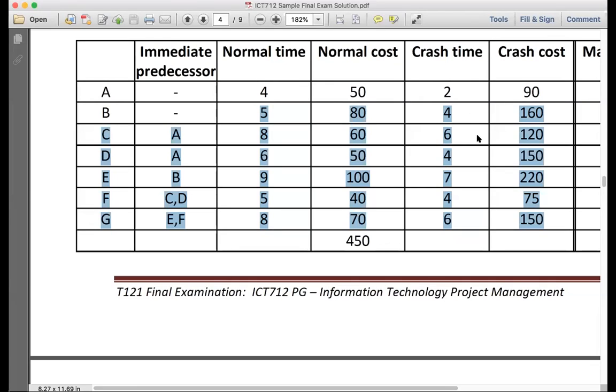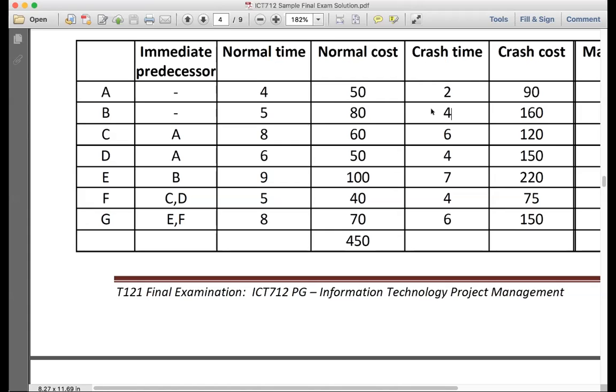All right, Arif, I'm going to start by asking you: activity number B, the normal cost is 80, the crash cost is 160. The normal time is 5, the crash time is 4. How many periods can you crash activity B by? I can crash it for only 1 period, which is 5 minus 4. And how much is it going to cost me? 160 minus 80, which is 80, divided by 5 minus 4, equals $80.